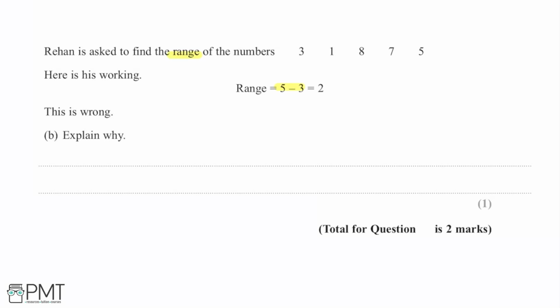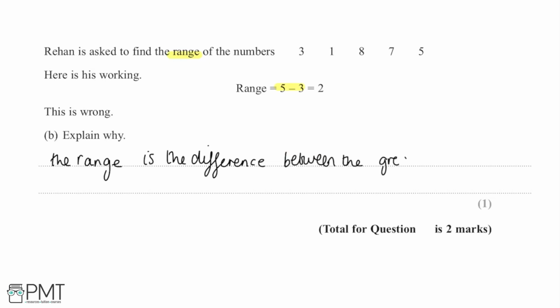So in order to gain the mark here, we simply need to state that the range of a set of values is the difference. So the greater one subtract the smaller one, between the greatest number in the set and the least value. And that's not what he has done in this case.